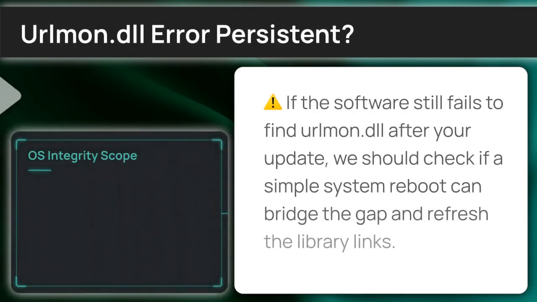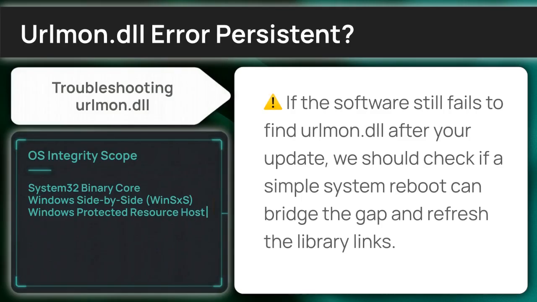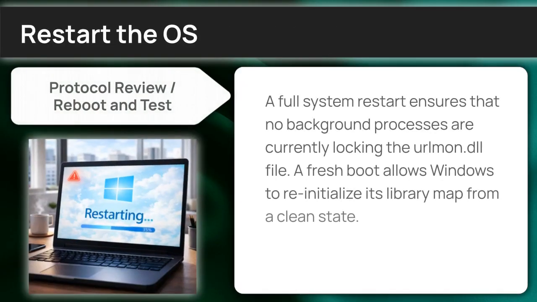If the application still won't initialize, we need to shift our focus to how the Windows loader is interacting with the library. A simple restart can resolve file-in-use errors that mimic a missing Urlmon library message. It's a low-effort step that ensures your operating system starts with a clean execution stack.